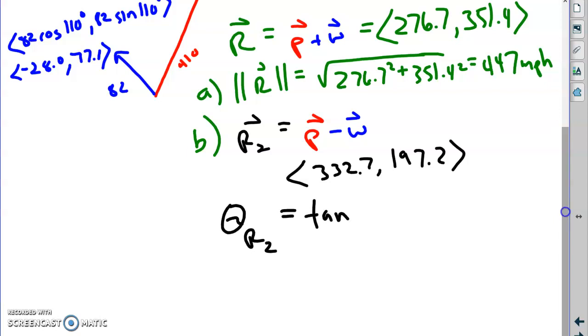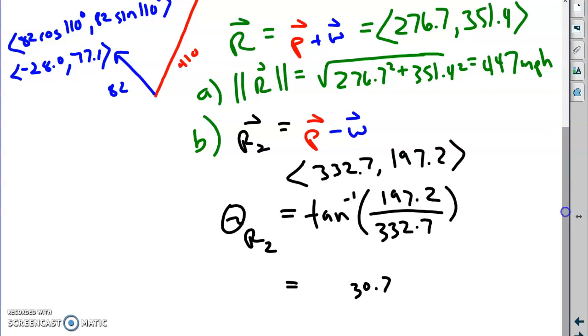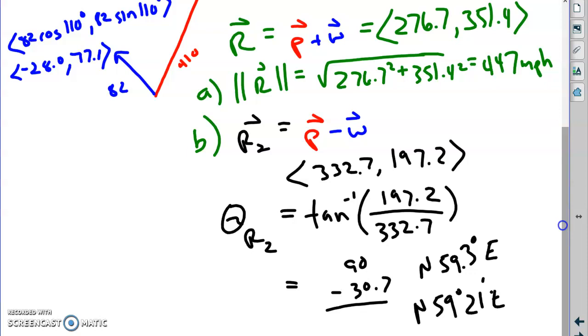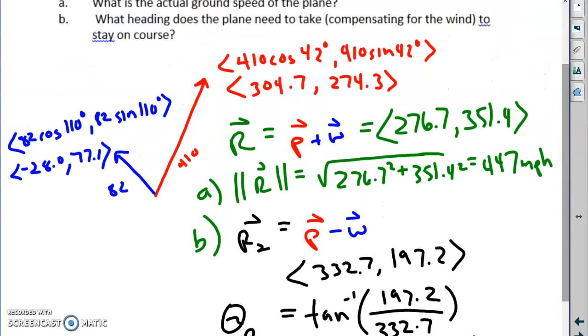We get tan inverse of 197.2 over 332.7. We get 30.7. But again, we have to subtract that from 90. Final angle, north 59.3 degrees east, otherwise known in DMS, if we said nearest minute, as 59 degrees, 21 minutes east. That is what they have to aim to make sure they're back on course. Where that would put us is up here a little bit more on that illustration. All right, sounds good.